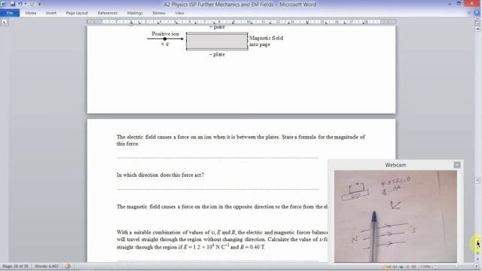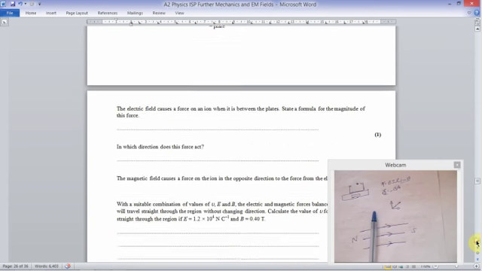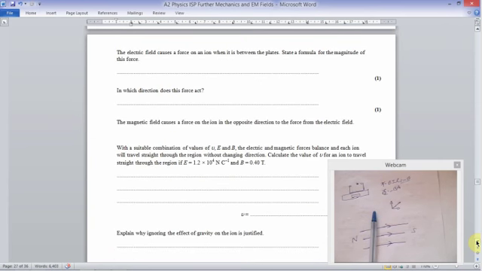In which direction does this force act? The electric field causes a force on an ion when it is between the plates. It's a positive ion, so it's going to go down towards the negative side. It's going to go down the page. The magnetic field causes a force on the ion which opposes the direction of the force from the electric field.